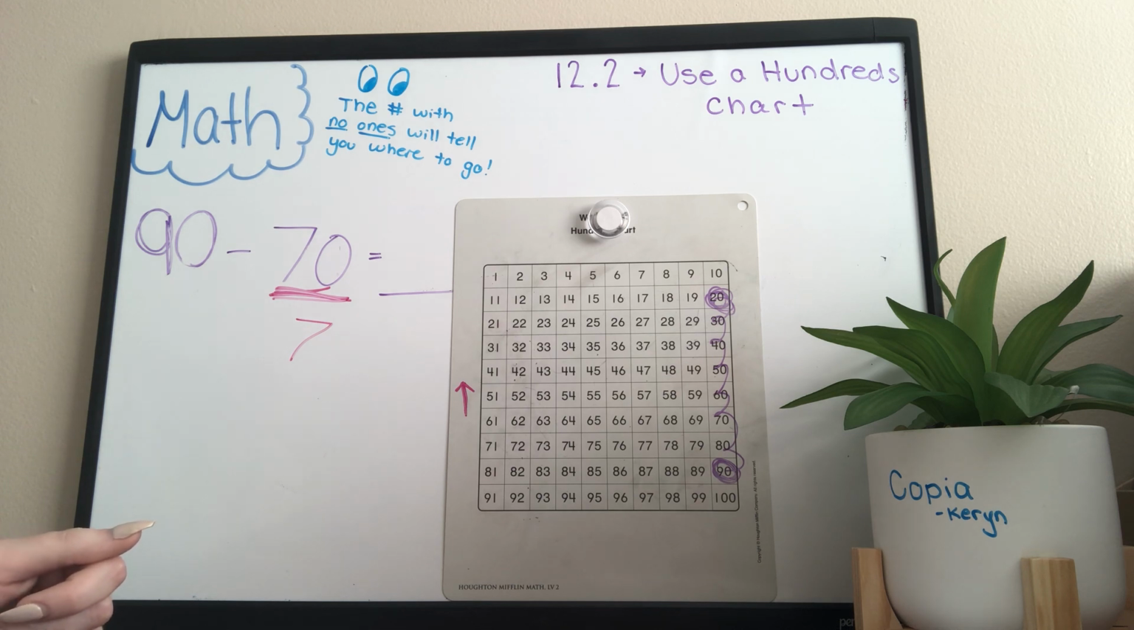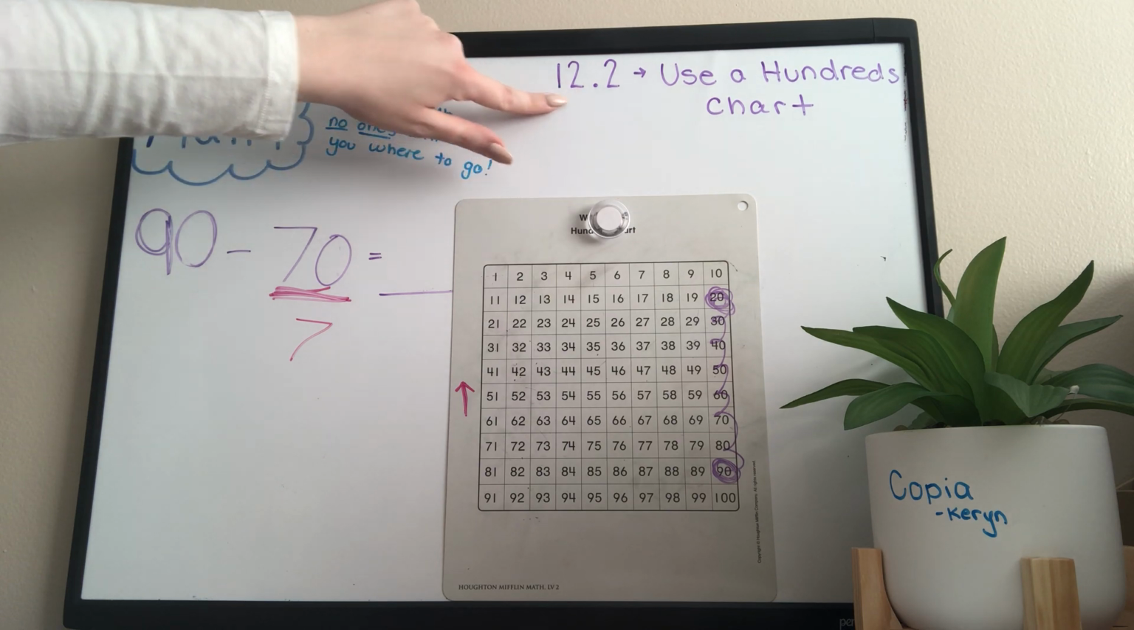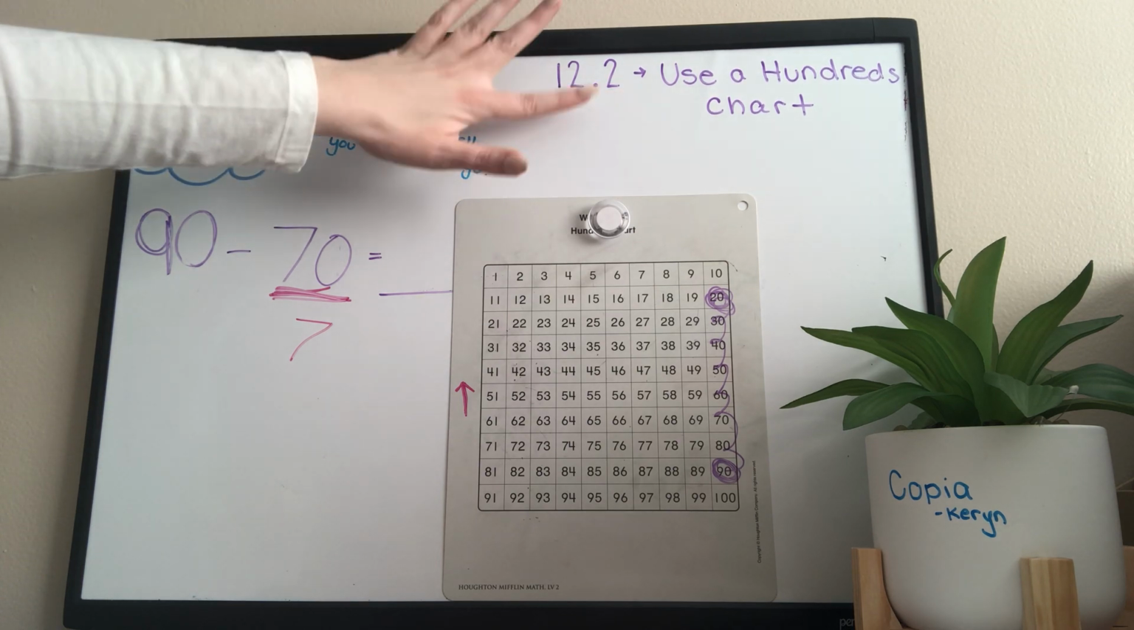Awesome. All right, that's it from me for math today. You're going to go into your practice books and you're going to work on the practice page that has the 12.2 up at the top. I believe it is 74.